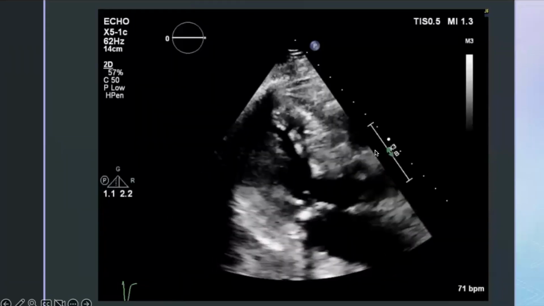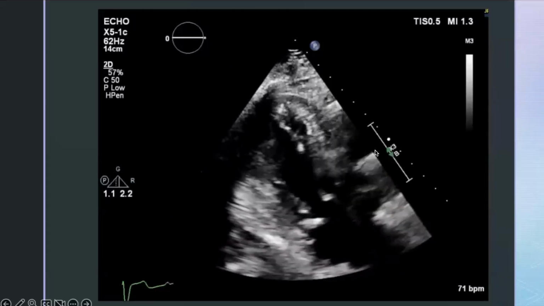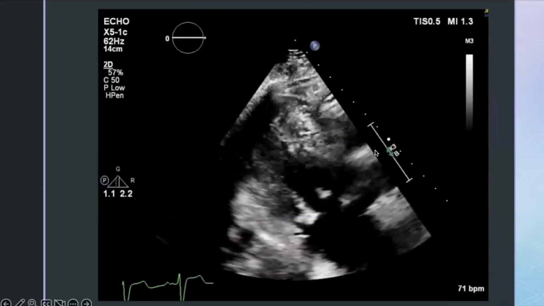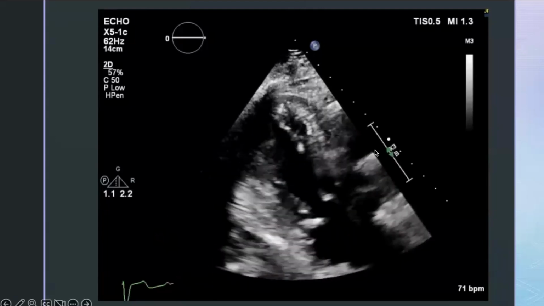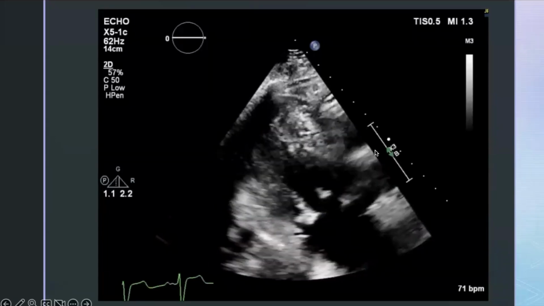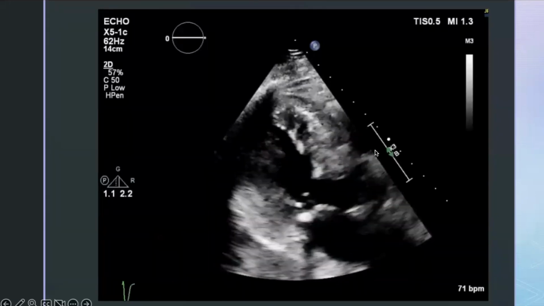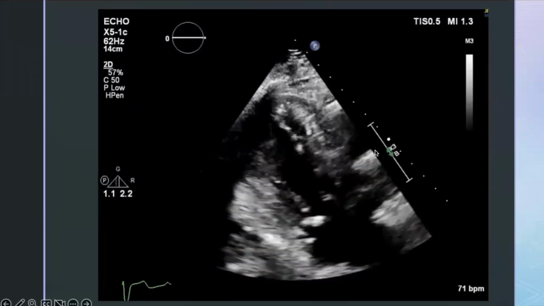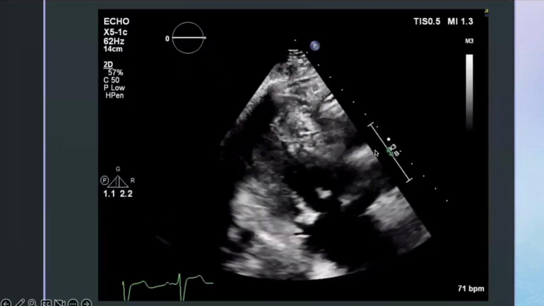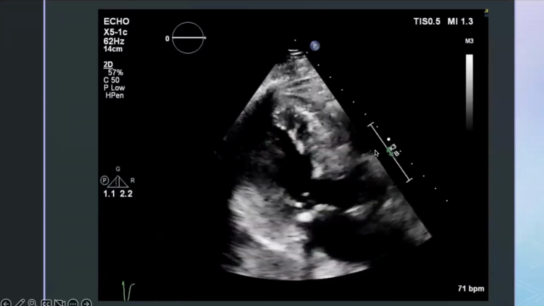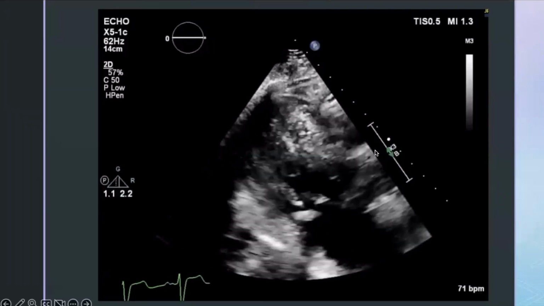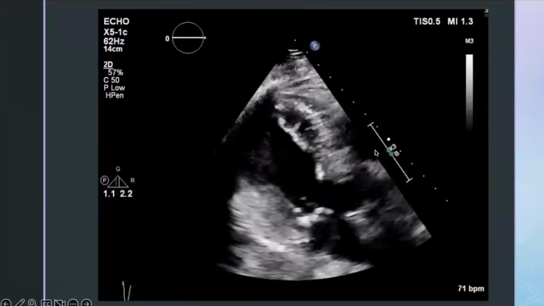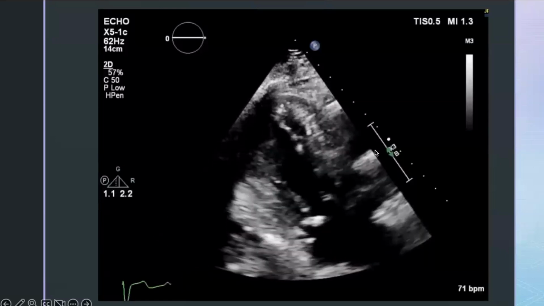You want to exclude chordal SAM and exclude any type of LVOT obstruction. Because remember, at the very beginning of the presentation, I said there are two types of obstruction, or locations of obstruction. You can have it at the LVOT, or you can have it in the cavity.